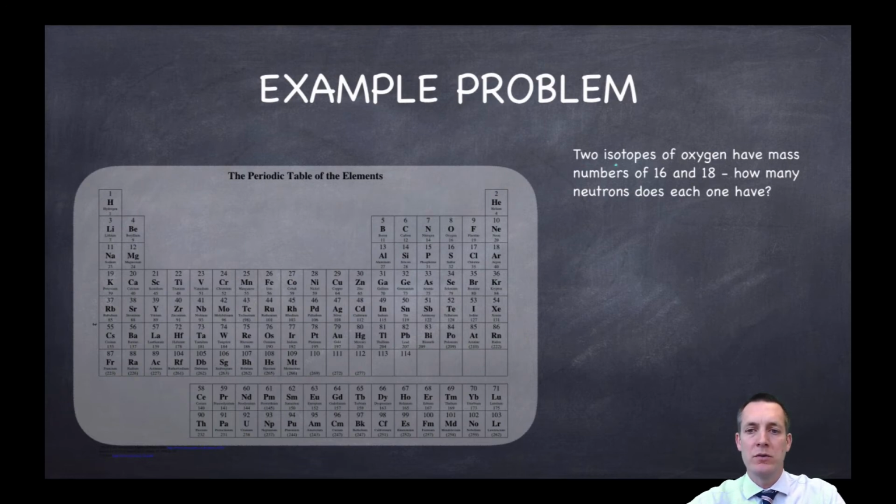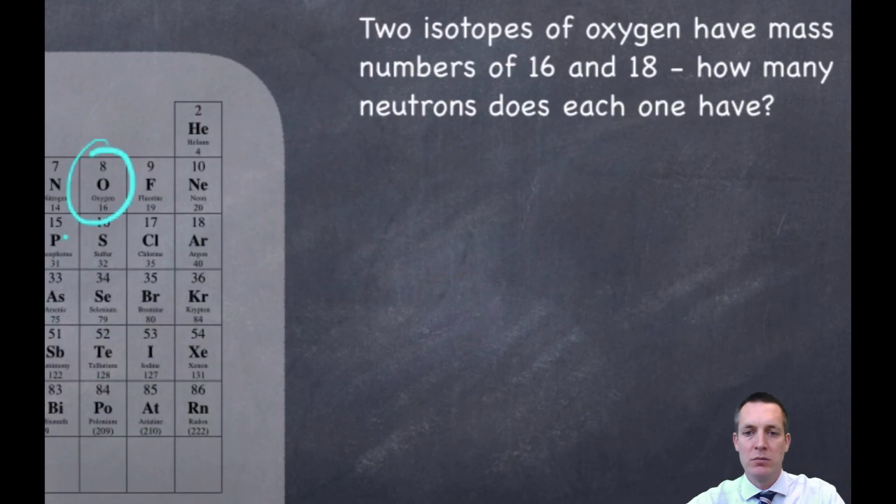Okay, we're told here two isotopes of oxygen. Now oxygen is here in the periodic table. It's got an atomic number of 8, the smaller number is 8. It's got a mass number of 16. Two isotopes of oxygen, so these aren't the only types of oxygen atoms, there's other ones too. Two isotopes of oxygen have mass numbers of 16 and 18. How many neutrons does each one have?